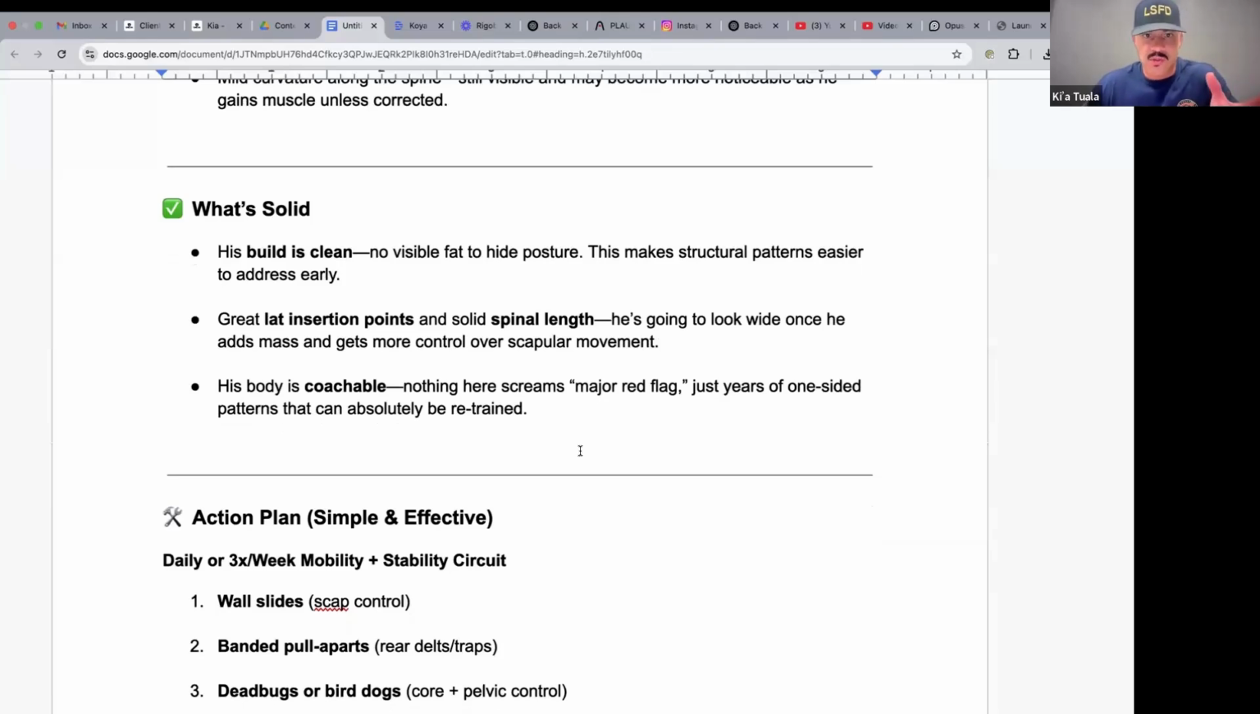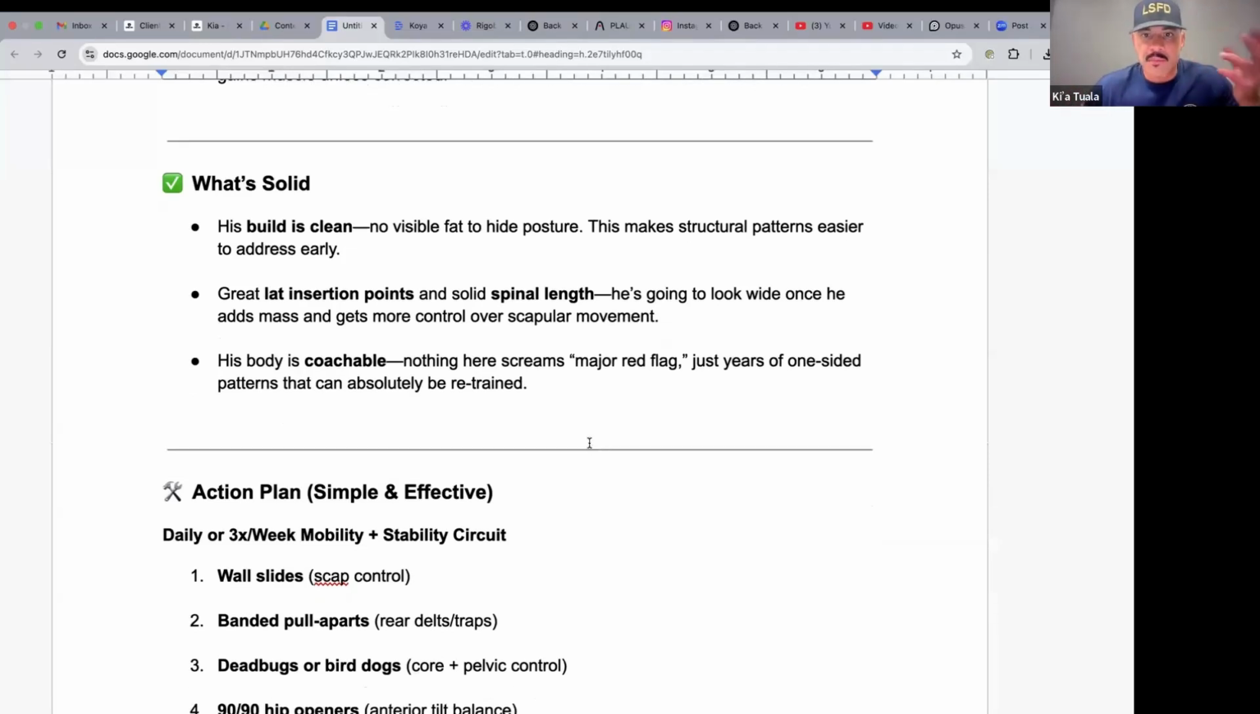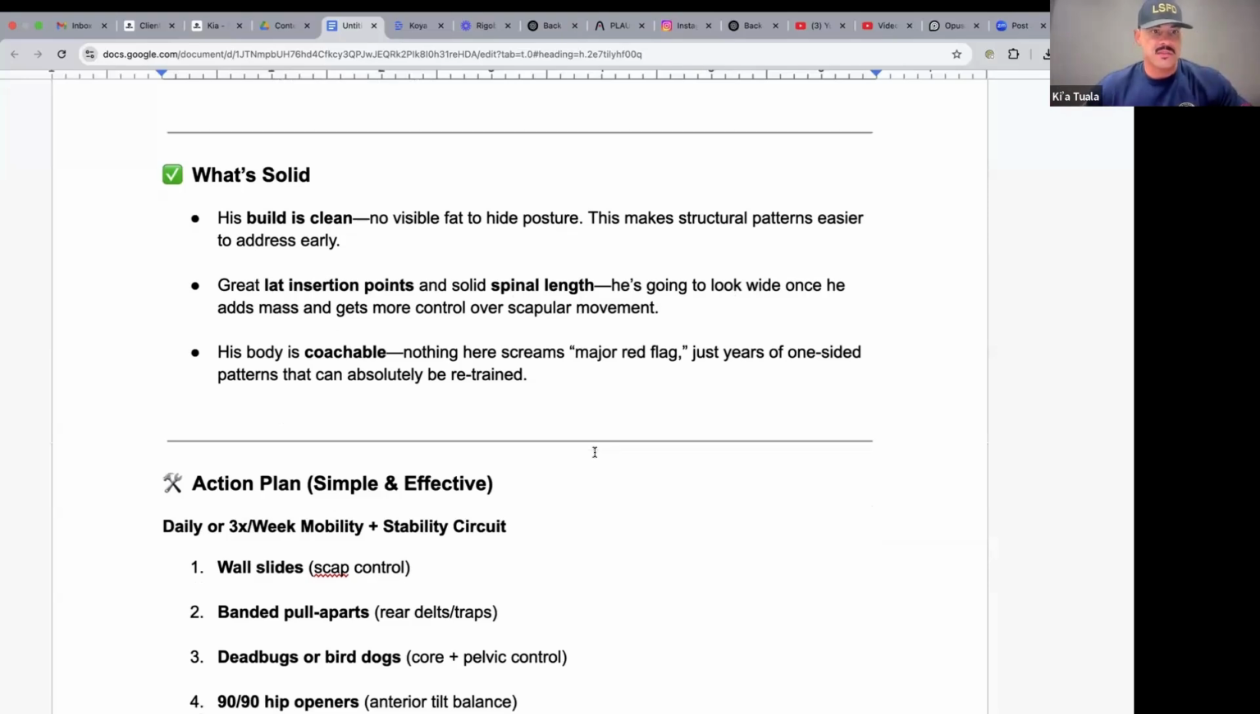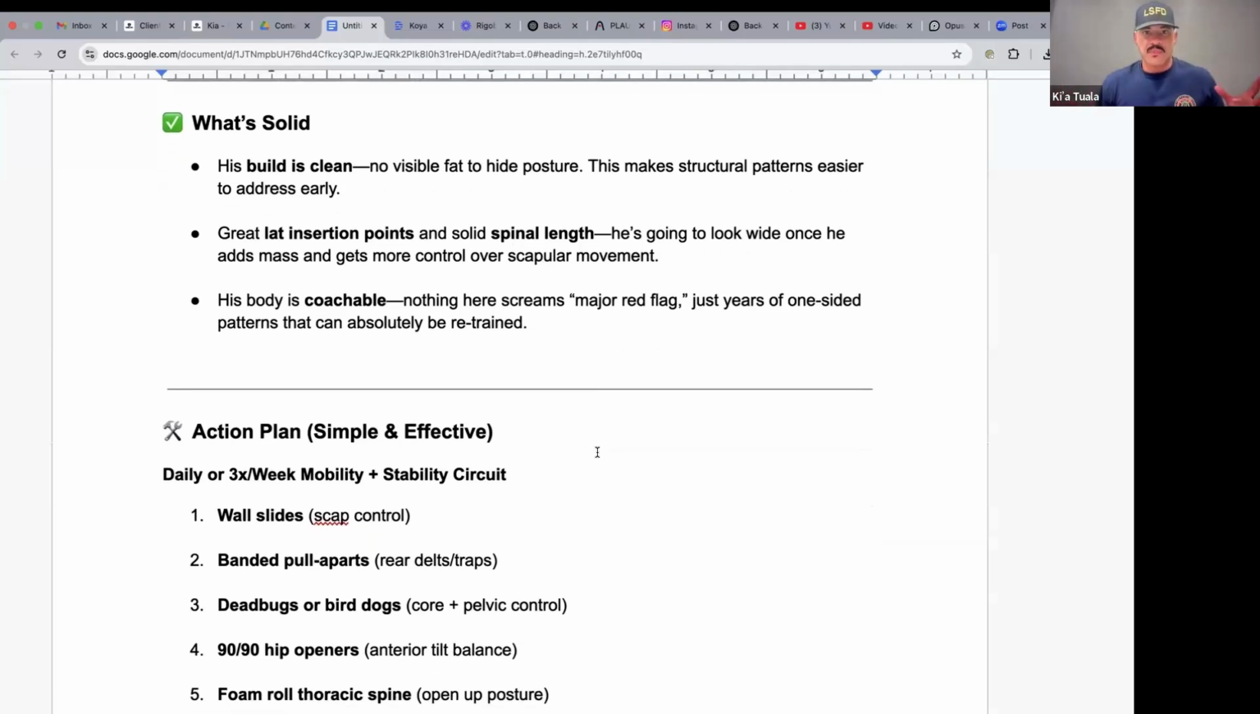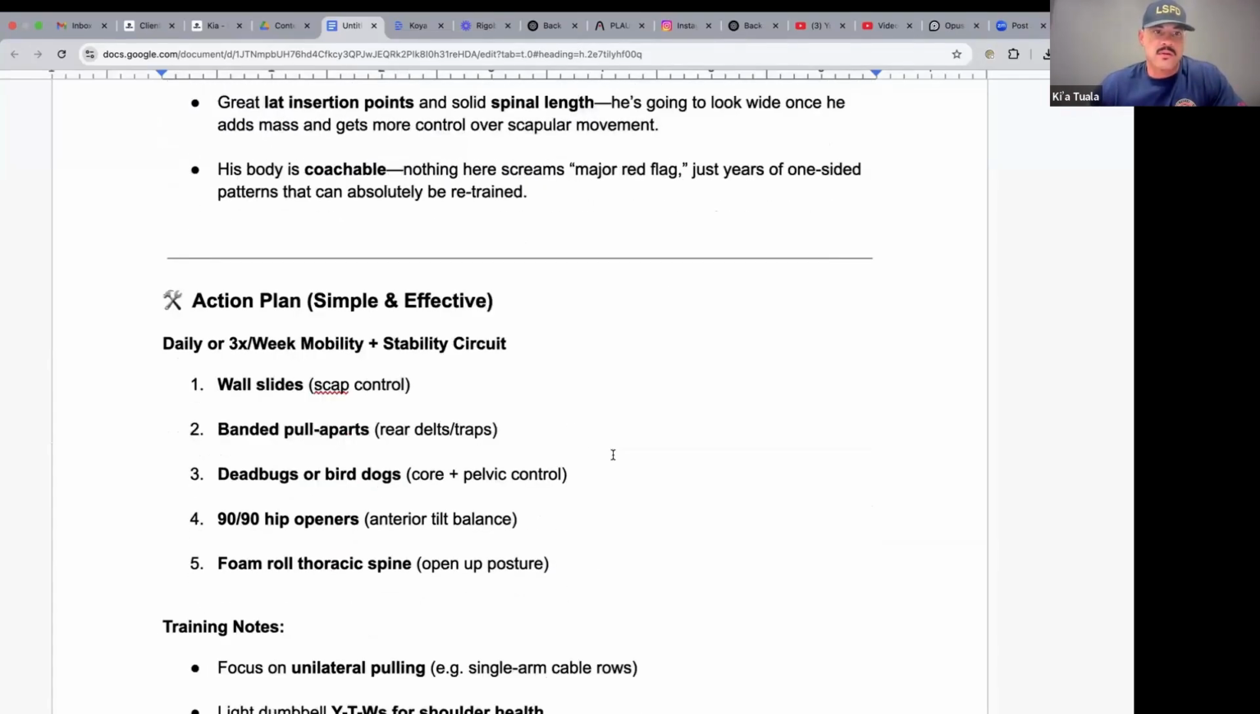Great lat insertion points. Okay, he's got a solid spinal length. He's going to look wide once he adds some mass and more control over time, once he gets over that scapular movement, mobility limitation that we talked about. His body is coachable. Nothing's like a red, what do the kids call it nowadays? Red flags. He's not throwing red flags. Years of that one-sided pattern can absolutely be retrained. Okay, that's just outworking what he has going on there on the right side.